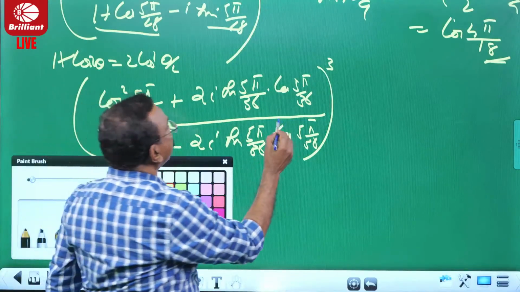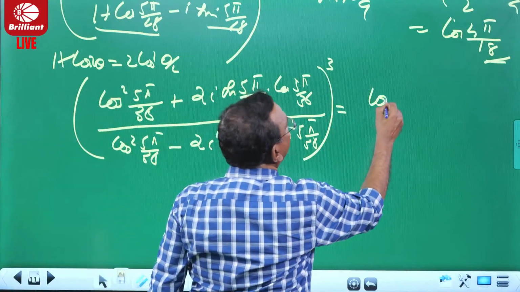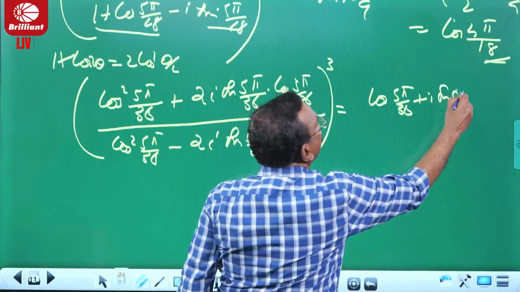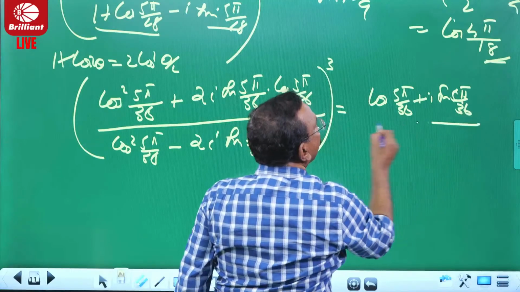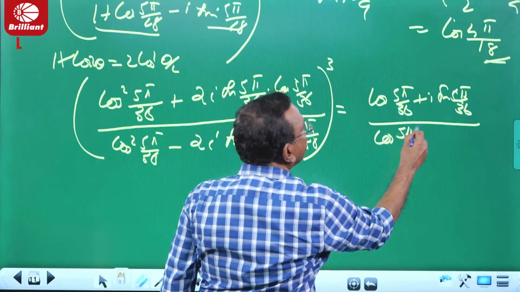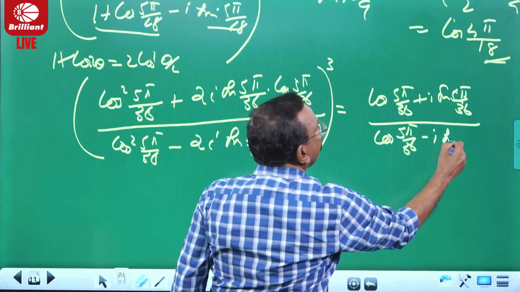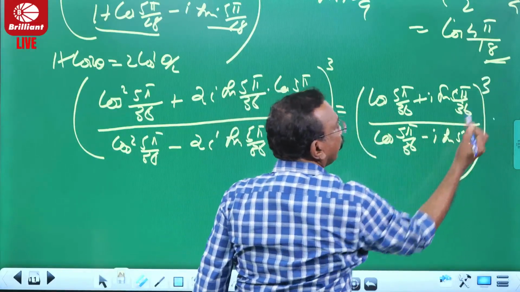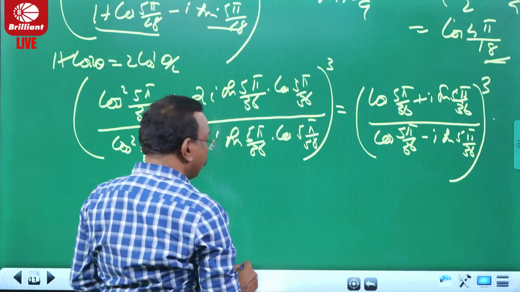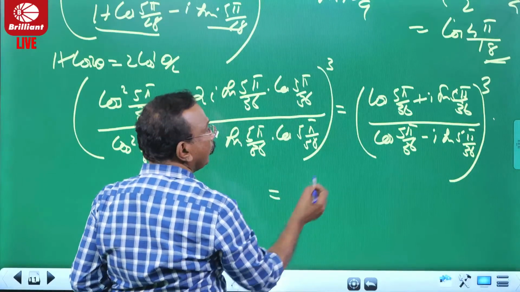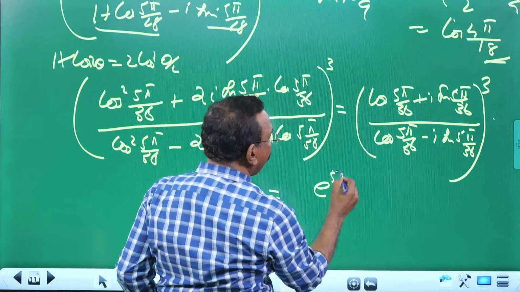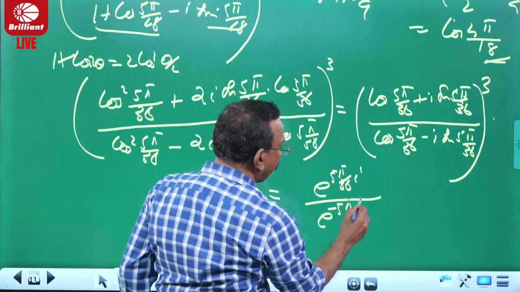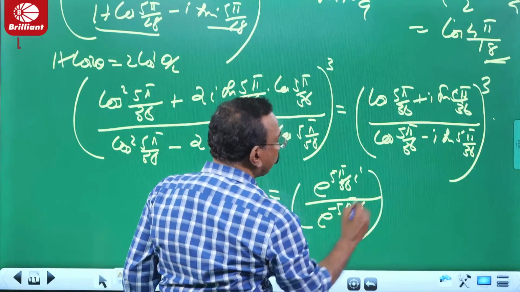Then it becomes only cos 5 pi by 36 plus i sine 5 pi by 36 divided by cos 5 pi by 36 minus i sine 5 pi by 36, the whole raised to 3. Now we can see this is equal, in exponential form, to e raised to i 5 pi by 36 divided by e raised to minus i 5 pi by 36, the whole raised to 3.